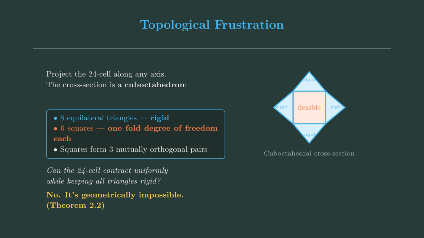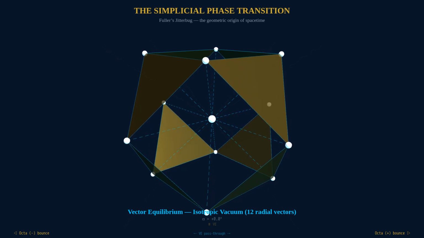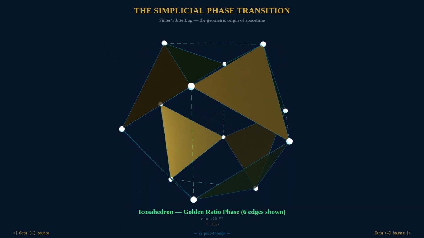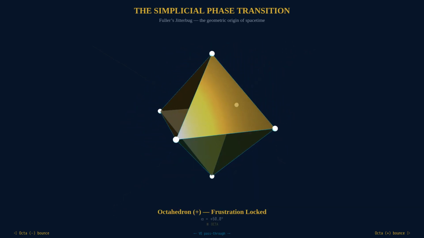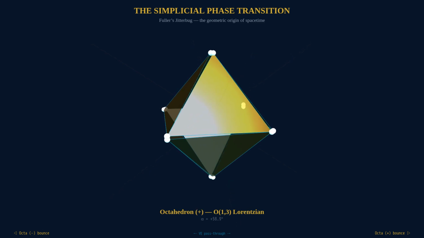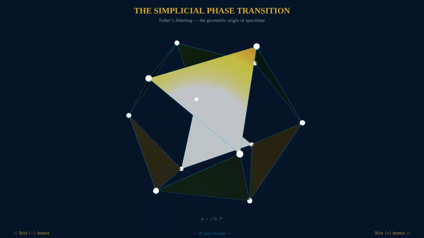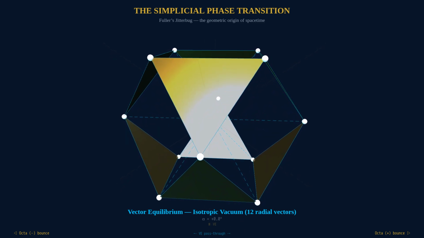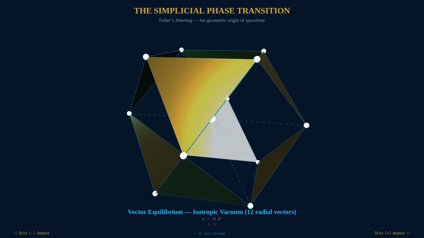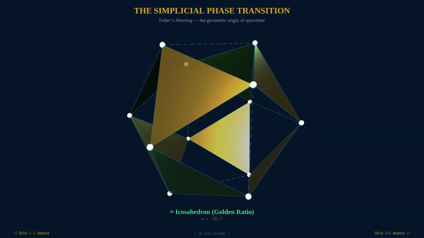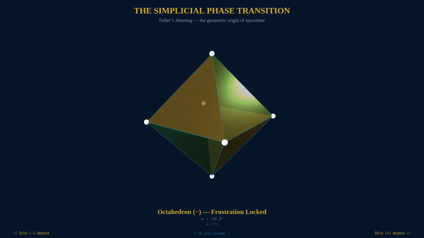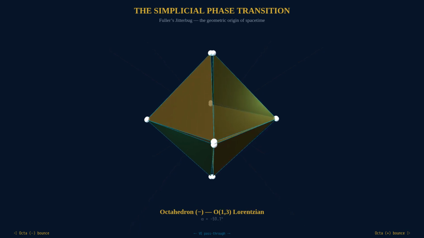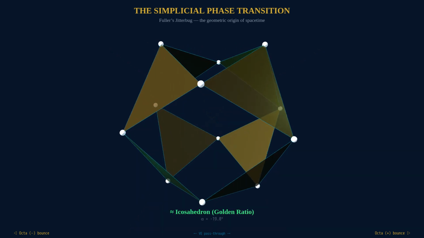Now here is where things get interesting. Project the 24-cell along any axis. The cross-section you get is a cuboctahedron, an Archimedean solid with 8 equilateral triangles and 6 squares. The triangles are rigid. The squares each have one internal degree of freedom, a fold angle along their diagonal. Now ask a simple question: can the 24-cell contract uniformly in all directions while keeping those triangles rigid? The answer, proven in Theorem 2.2, is no.